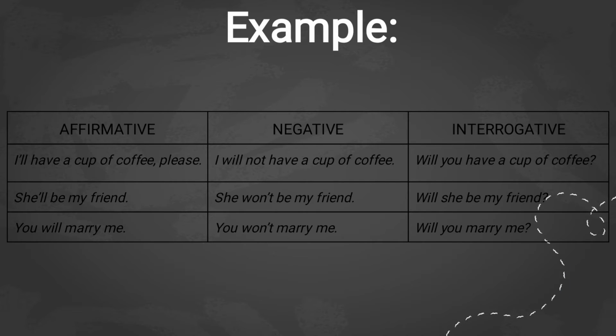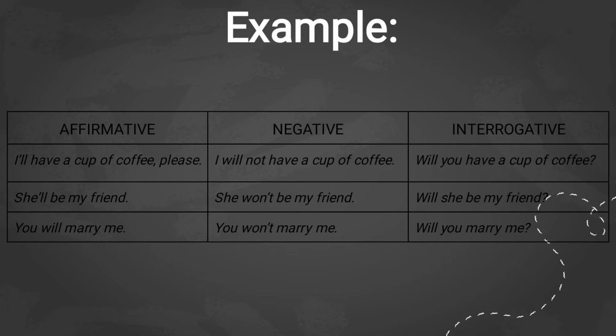Okay, take a look at the example. This is the example for affirmative. For example, I will have a cup of coffee, please. And the negative form becomes I will not have a cup of coffee. And the interrogative or question will be: will you have a cup of coffee?